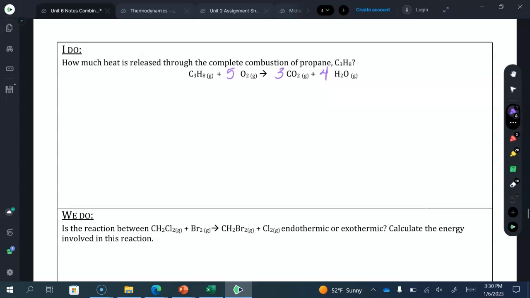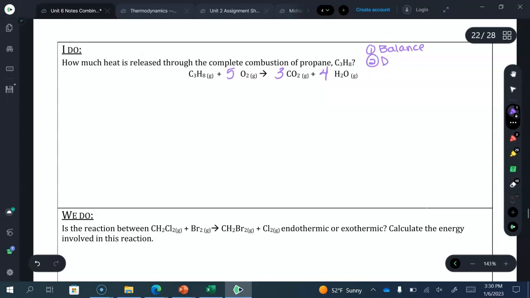Okay, so first balance, then step 2 is draw if it's not already drawn for you. So for propane, we have 3 carbons in a row, and then 1, 2, 3, 4, 5, 6, 7, 8 hydrogens. Then drawing oxygen, you have this, and then carbon dioxide, and finally water.